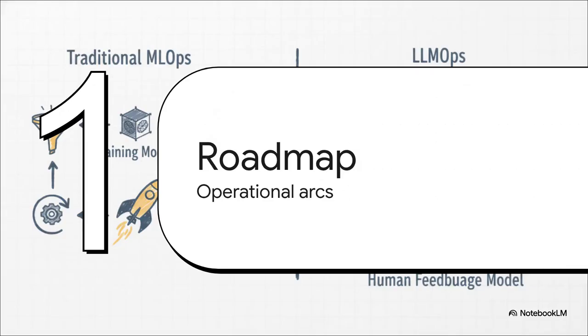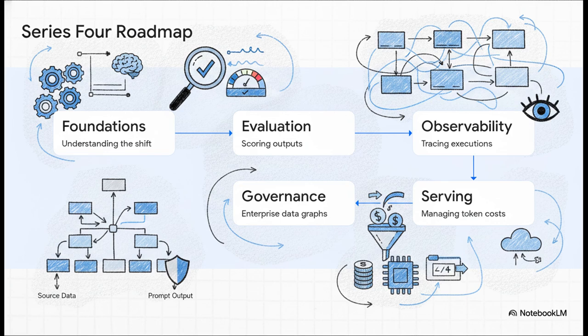Part 6. Series 4 Roadmap, Mapping the Operational Arcs. Now that we've isolated this operational delta, let's zoom out and look at how we'll systematically tackle these challenges moving forward. We are going to progress through 5 distinct arcs.